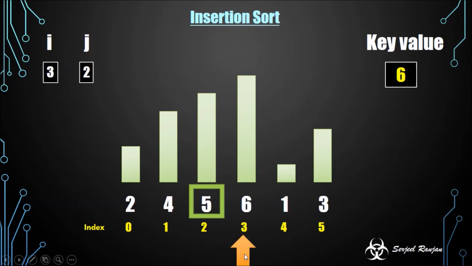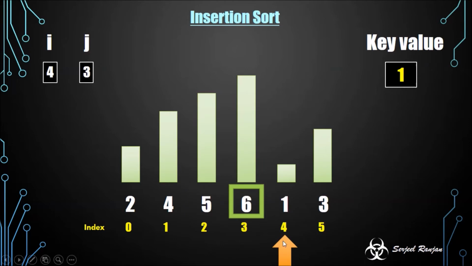So I don't need to check further. I will directly increment the value of I and move forward. I don't need to move this box back to 0th index and do the process. This is the optimization part for the insertion sort. Okay, as you see now, we have incremented the value of I, and now our arrow is pointing to the number 1. That's why our key value is 1, and our box is present on the 3rd index and the number is 6.